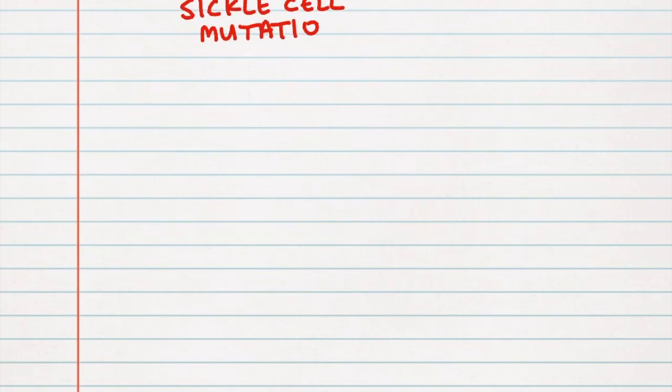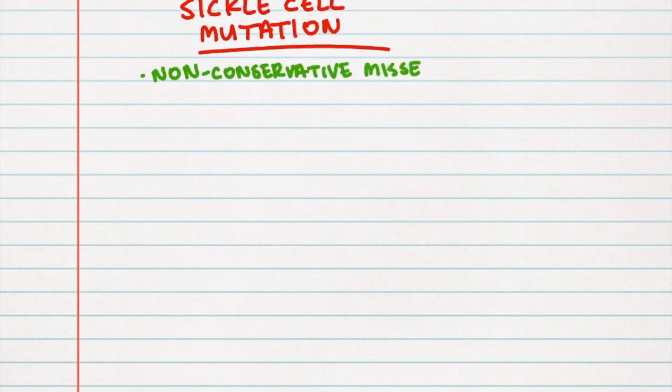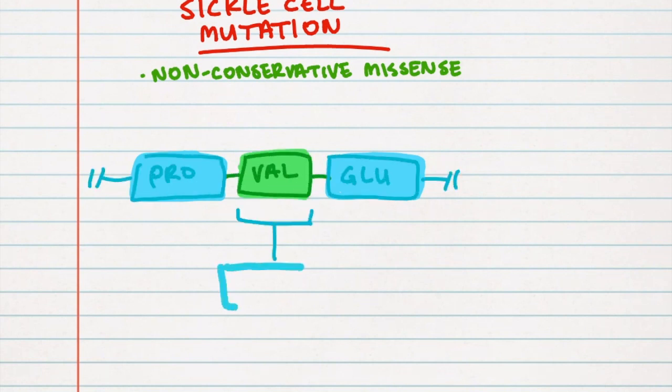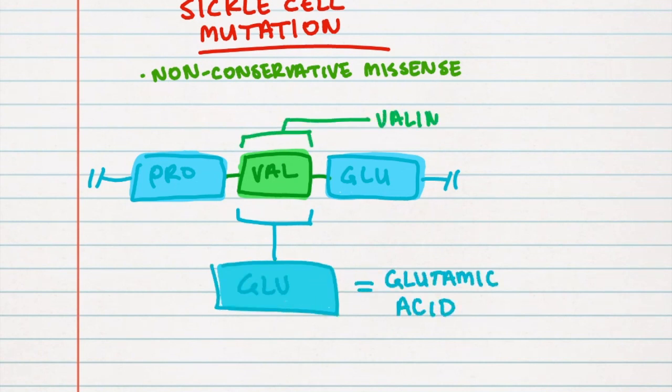The sickle cell mutation is a non-conservative missense mutation that results in the 6th amino acid of beta-globin being valine instead of glutamic acid. A non-conservative substitution means that the new amino acid, valine, which is hydrophobic, has different properties than the one it replaced, glutamic acid, which is hydrophilic.